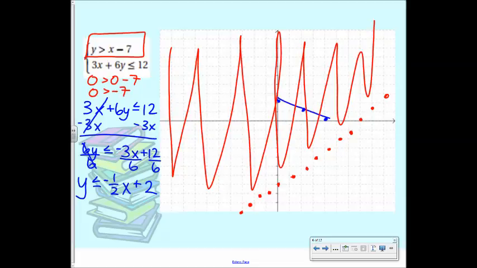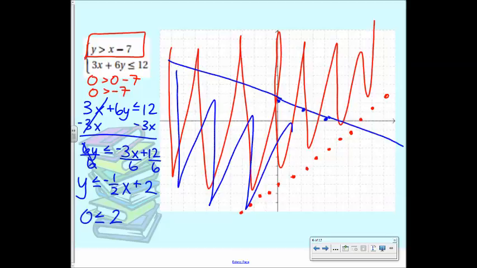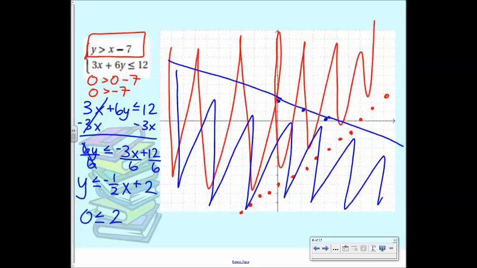Blue now. Looking at blue, y is less than, so that means it's probably going to be underneath. So let's plug in 0, 0. 0 less than or equal to, this becomes 0 plus 2. 0 is less than or equal to 2. Is that true or false? True. 0 is less than 2, so it's going to be all the stuff under here. So where is my purple spot? Right here. All this stuff are your answers to both.